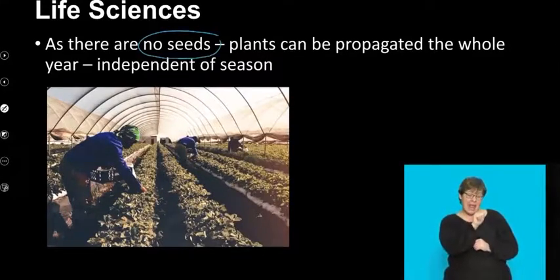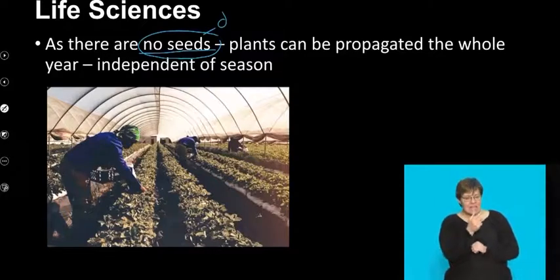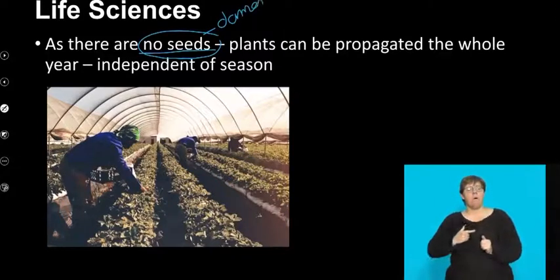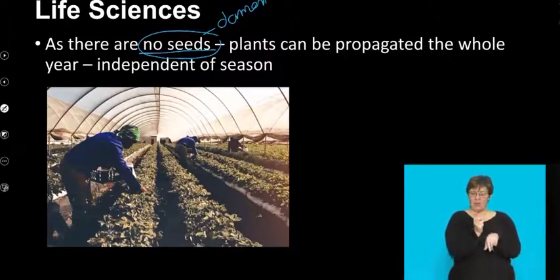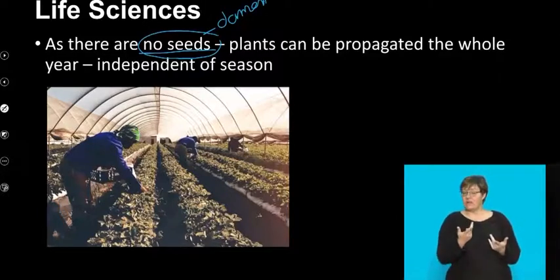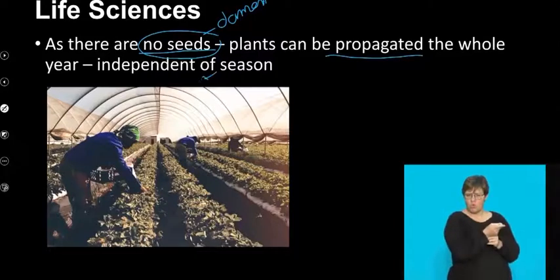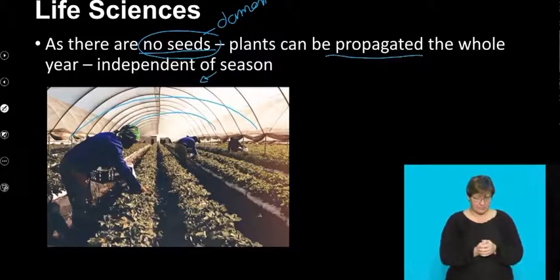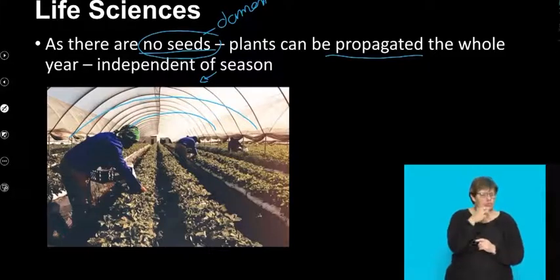Guys, now as well, asexual reproduction does not give rise to a seed. And seeds can lie dormant, or they might need ideal conditions, or they might grow in seasons. This means that if we don't have any seeds, we can propagate, which means to grow, the whole year round. These are called hydroponics or tunnels. And a lot of our food, a lot of our fruits, you guys are quite young.